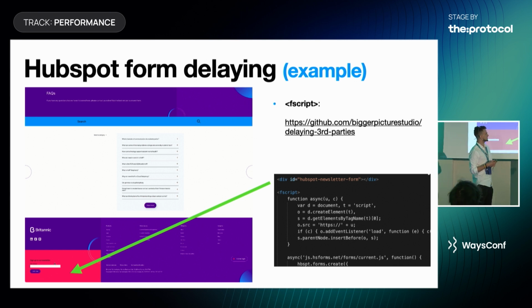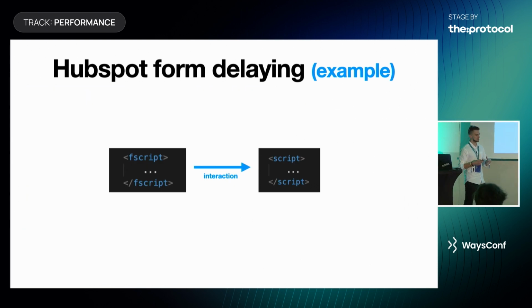This example is based on my own solution, which is called fscript. You can find it on my own GitHub repo. But basically what it does is every script that we can delay, we change the script HTML tag to something different. For example, in this case, it is just fscript. Basically, it is not a script at this moment. But as soon as we start interacting with the site, we change that fscript to the normal standard script HTML tag, which means that at this particular moment, that script will be executed.